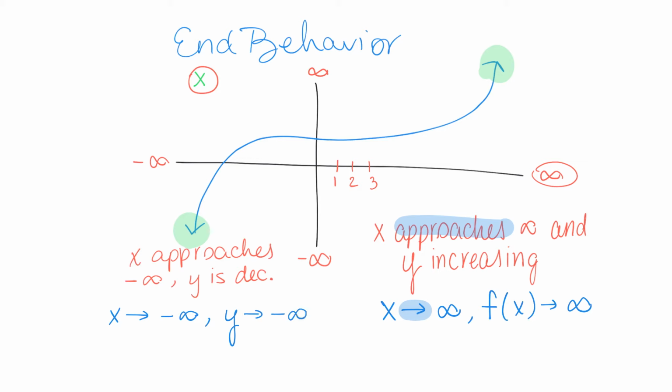Okay, so end behavior is literally what's happening at the end of the graph on the x-axis. You tell us, as x is getting closer to infinity, what is the function doing? That's all there is to it.